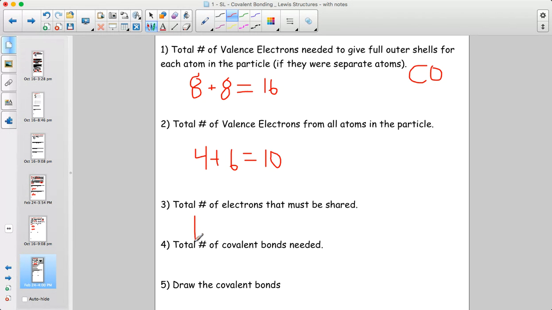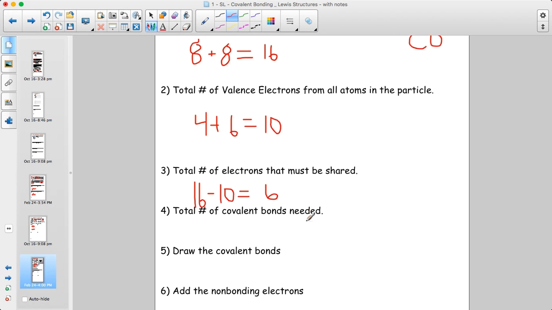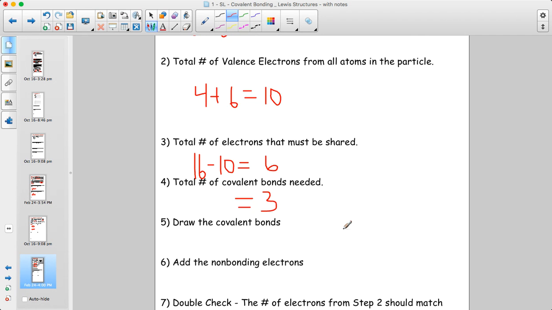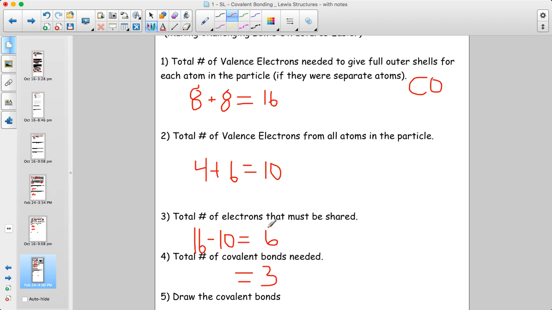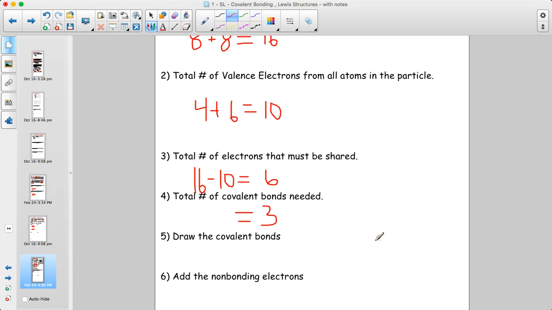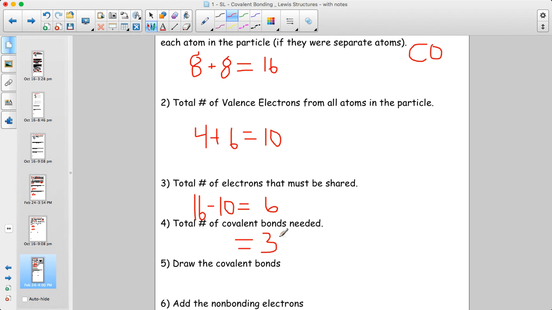So in order to figure out the number of electrons that need to be shared, I just subtract those 2 numbers. 16 minus 10, that means I need to share 6 electrons. Well, there's 2 electrons in every bond, therefore the number of bonds equals 3. Okay, so with very simple mathematical steps, without doing any of that tricky work on the previous page, I now know that I need to draw 3 covalent bonds because mathematically that's the only way to make both atoms feel like they have that full octet.